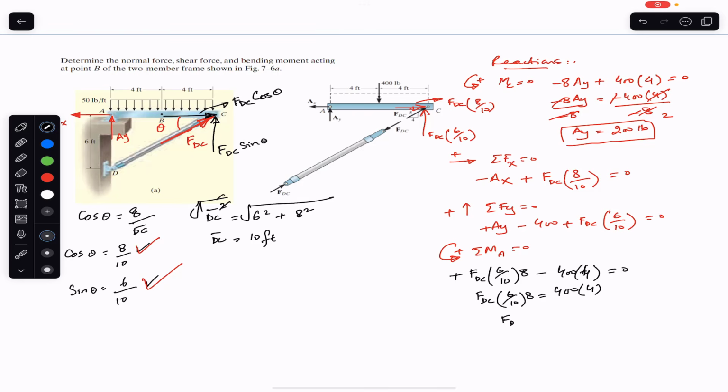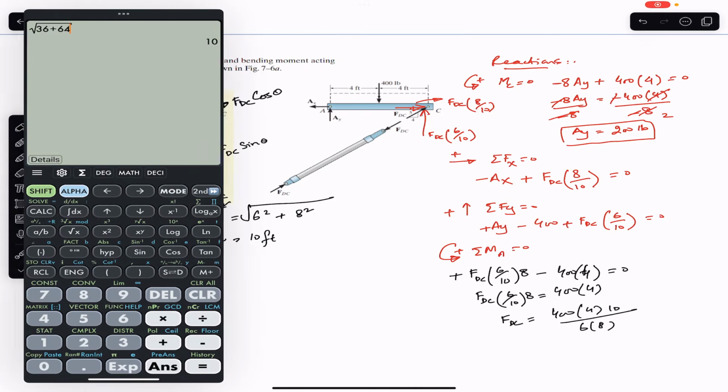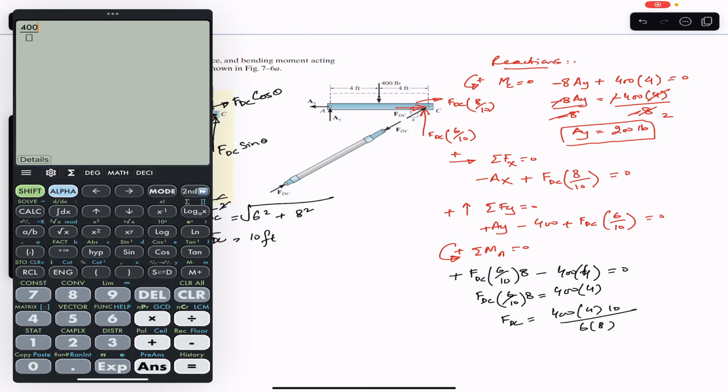And if we cross multiply, so we will have 10 divided by 6 into 8. So this will give us FDC. So let's find FDC. So FDC is 400 multiplied by 4 multiplied by 10 divided by 6 into 8. So this is 333.33. Let me write it. FDC is 1000 divided by 3 pounds, or we can say that FDC is 333.33 pounds.